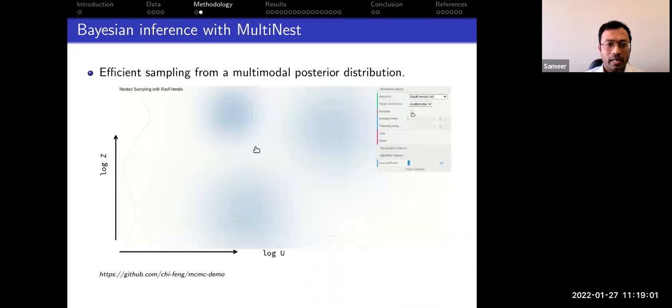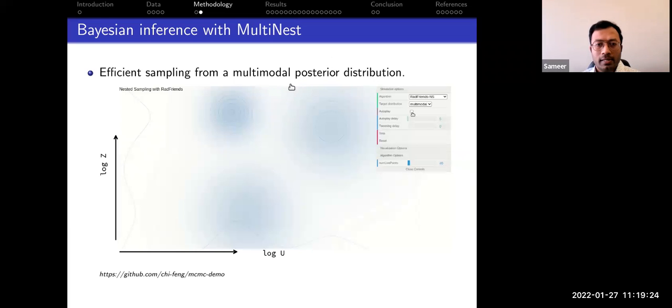So to determine the best fit models, we employ Bayesian methods. And this is implemented with a nested sampling algorithm called MultiNest. We use a Python implementation of it called PyMultiNest. And this is particularly efficient at sampling from a multimodal posterior distribution.